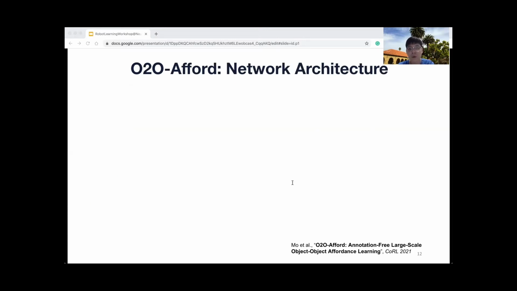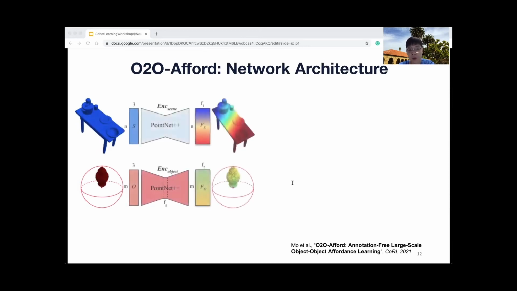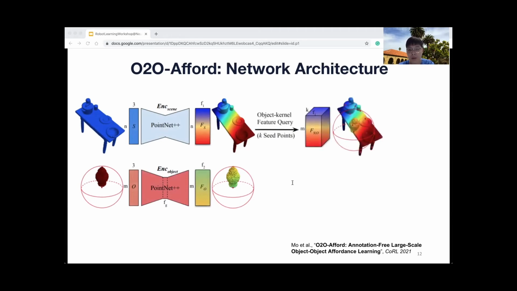Our O2O affordance system takes as input a partial scene scan, shown in blue, and a complete acting object point cloud, shown in red. We first employ two PointNet++ networks to extract per-point feature maps over the two input data. Next, the proposed object kernel feature query module carries the explicit shape of the acting object over the scene geometry and queries feature maps over the acting object point cloud at a subsampled set of locations from the extracted scene feature map.